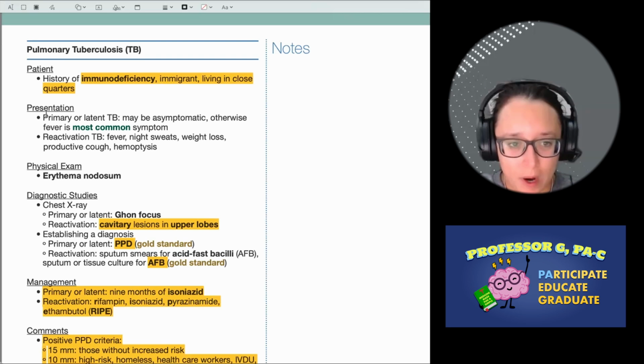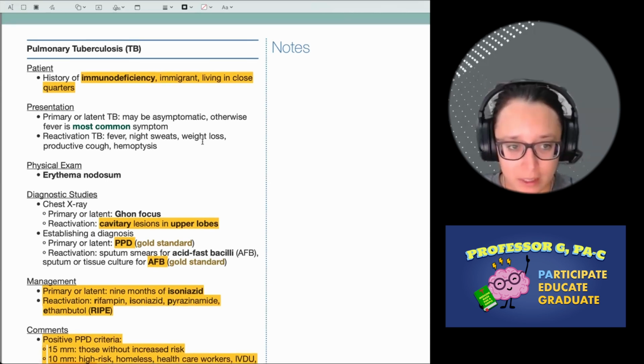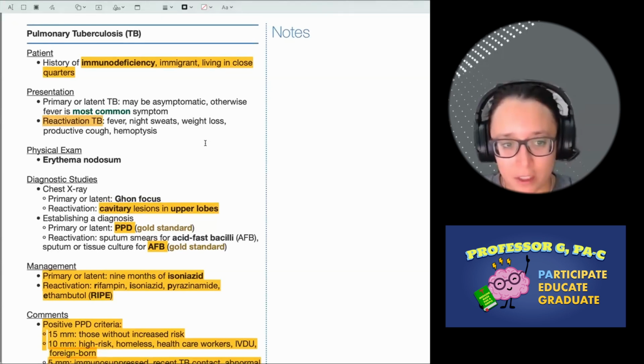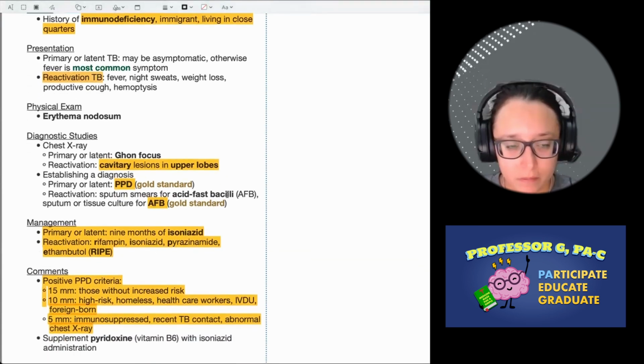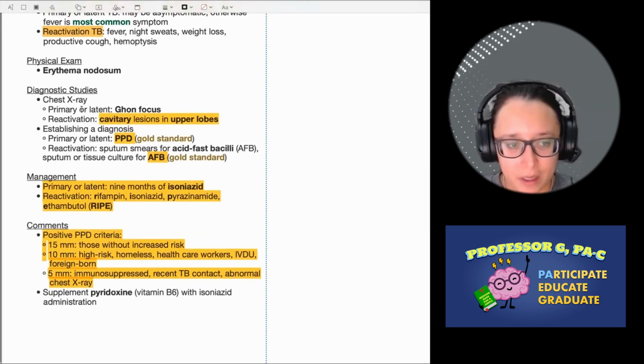So you can have primary TB. Usually the primary stuff is asymptomatic, as well as latent. So really don't usually see anything with that. It says here fever is the most common, but it's pretty nonspecific and they're usually asymptomatic. The one that they usually see tested is the reactivation TB. That's when they have fever, night sweats, weight loss, productive cough, and the cough usually has blood-tinged sputum. It says here you can have erythema nodosum. I don't see it very often tested with this because there's other things that can have erythema nodosum, like sarcoidosis. So I wouldn't pay too close attention to that, but it can happen.